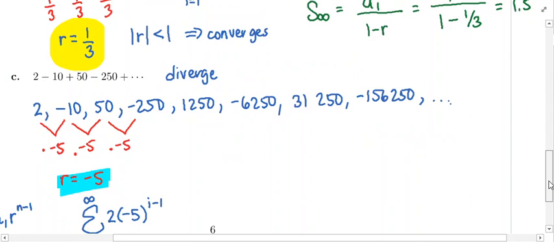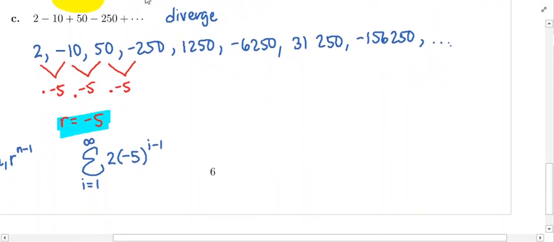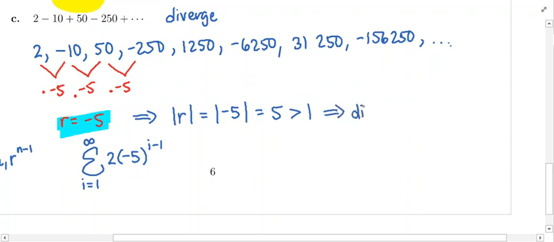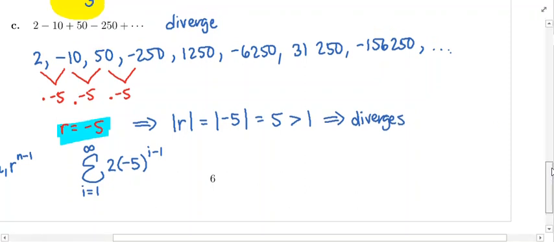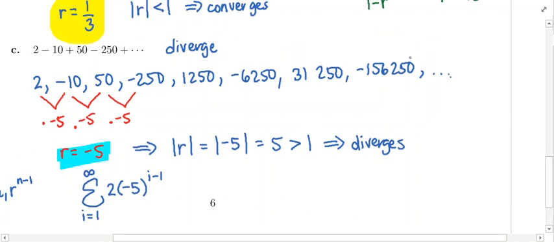Moving on, in part C, this is where we had the alternating signs. But don't let the alternating signs get to you. The R value here was -5. That means the absolute value of R is the absolute value of -5, which is +5. That is bigger than 1. Anytime the absolute value of the common ratio is bigger than 1, that implies divergence. Can't add it up. And that's exactly what we thought when we investigated this on the calculator.